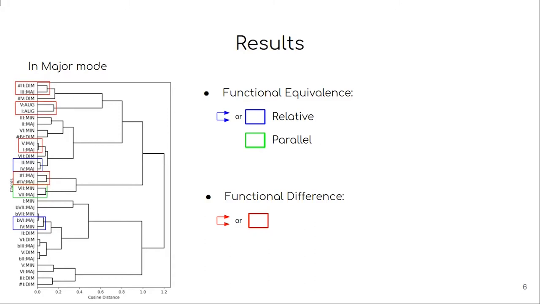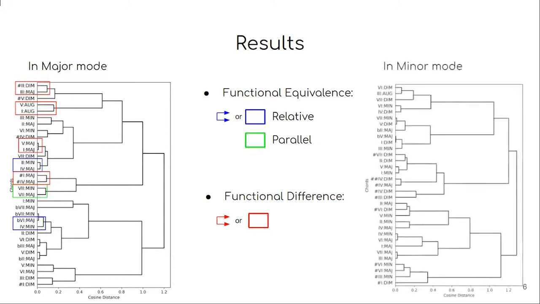In minor mode, the relative chords close to one another in the embedding space are 7 minor and flat 2 major, 4 major and 2 minor, as well as 4 minor and 6 major.